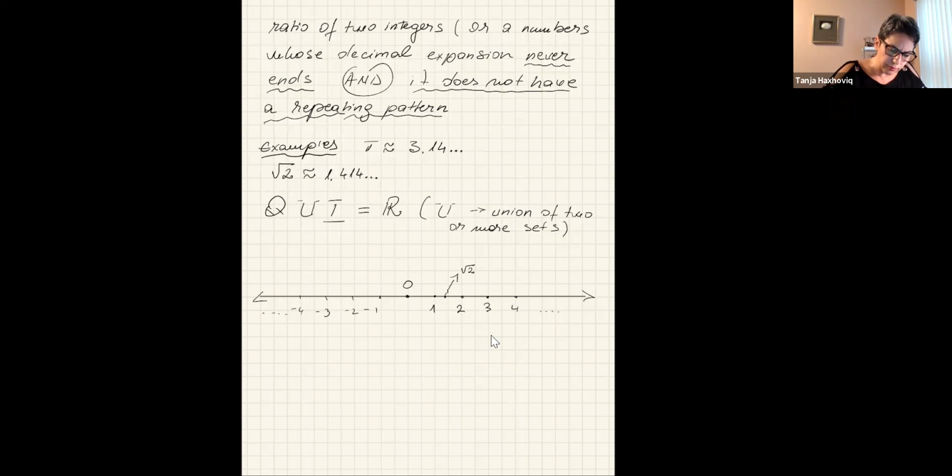Somewhere here, you have pi. Somewhere here, let's say, you have 1/2, and so on. So something that is very important, real numbers are ordered. What does that mean? Let me just write this first. Real numbers are ordered.